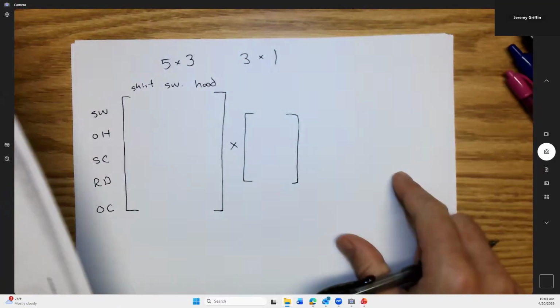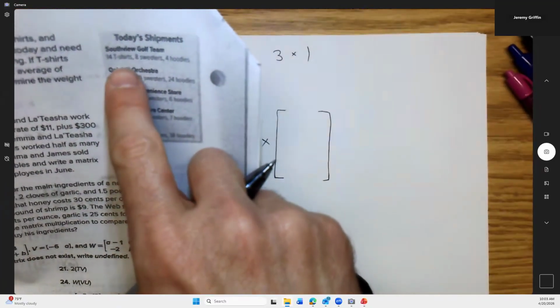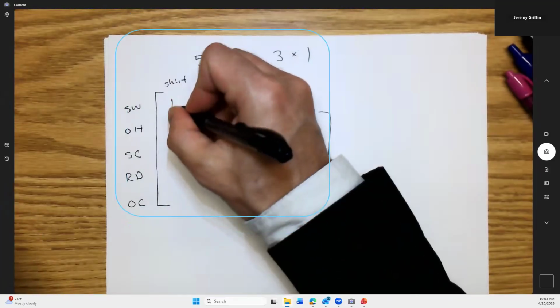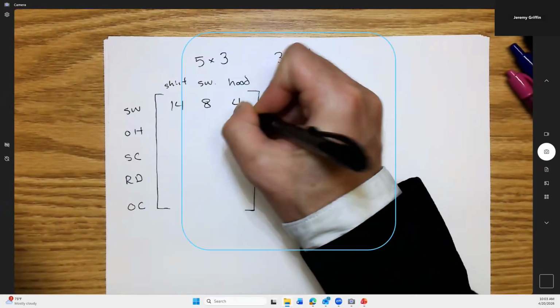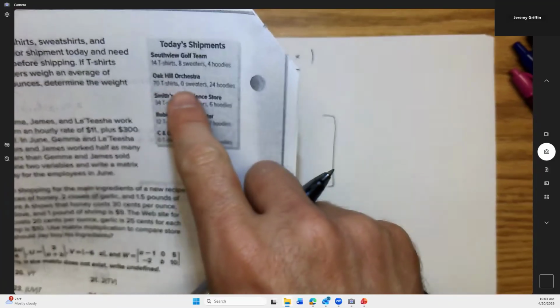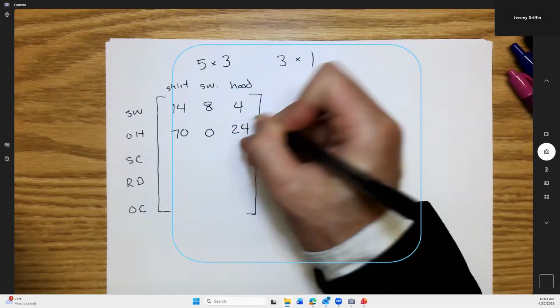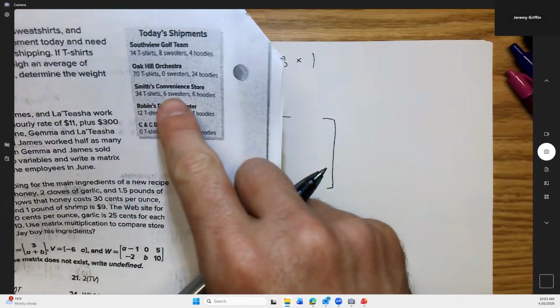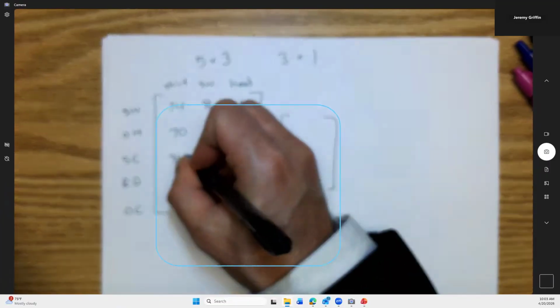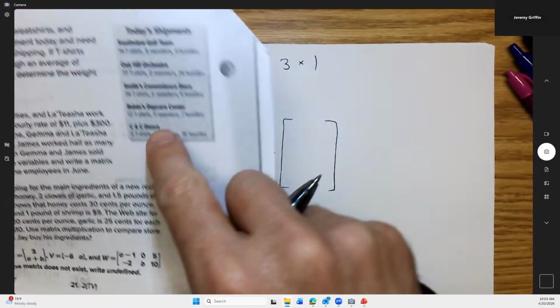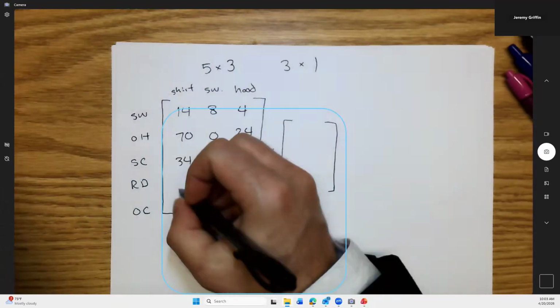No, we don't have coffee. So looking at 14, 8, and 4. No. We're looking at 70, 0, and 24. I'm not going to Detroit. I'm not Batman enough for that place. 34, 6, 6. Not enough for that place either. 12, 5, and 7.